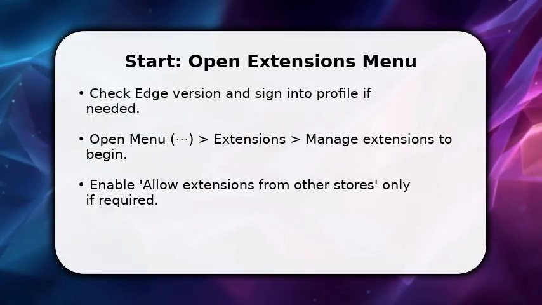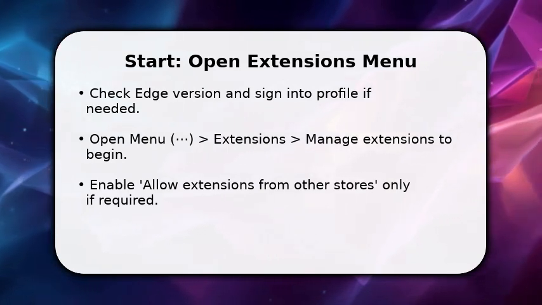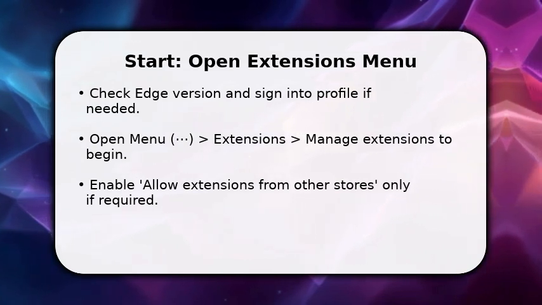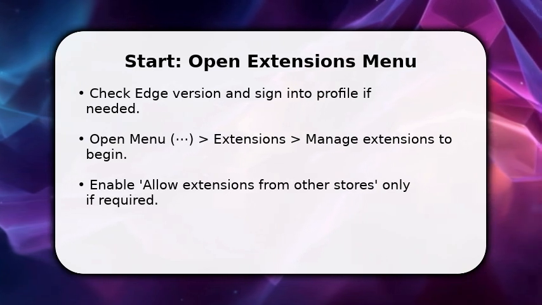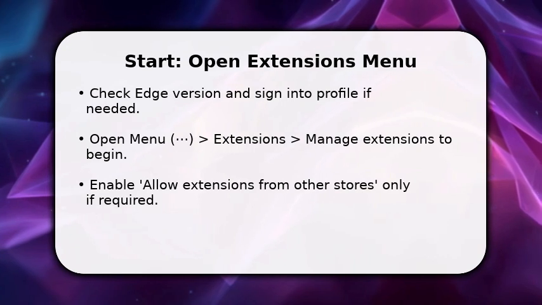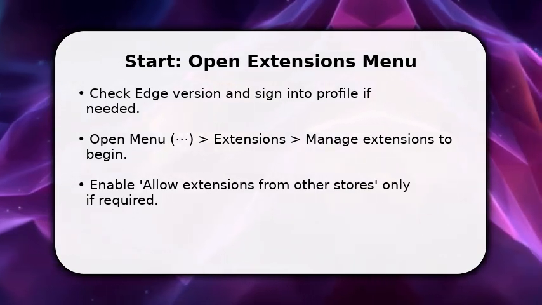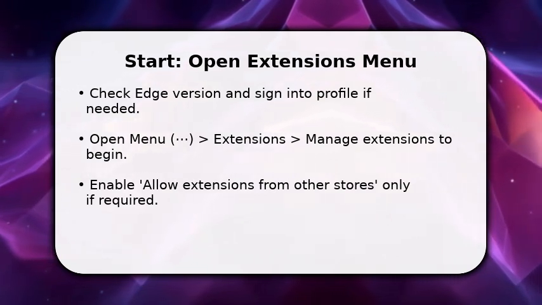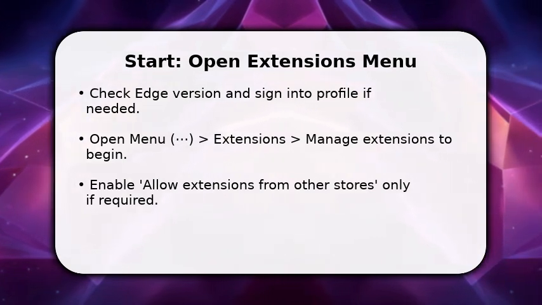You'll start inside Edge and move straight to extensions. First, confirm your browser is up to date and you're in the profile you want to install into. This avoids permission surprises. Next, open the three-dot menu, choose Extensions, then Manage Extensions so you can control installs and permissions. If you plan to use Chrome Web Store items later, toggle Allow extensions from other stores. Do this now so the subsequent install steps are seamless and you don't interrupt the flow.